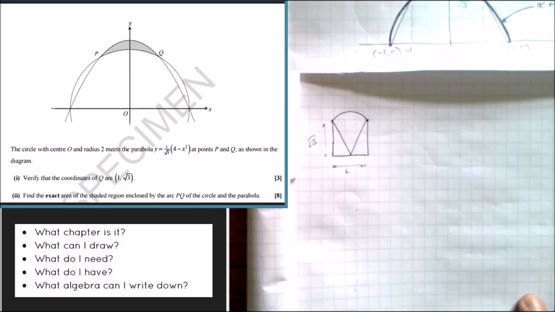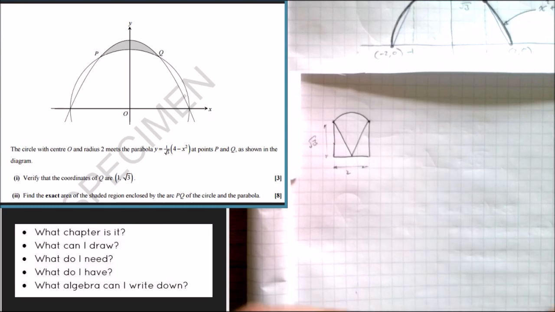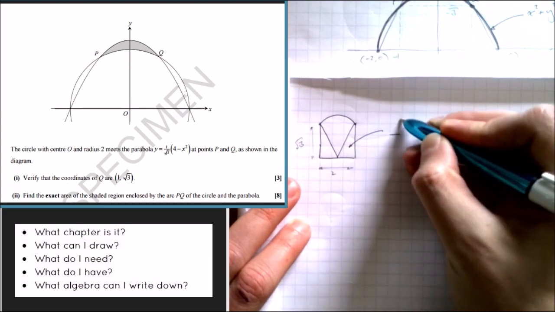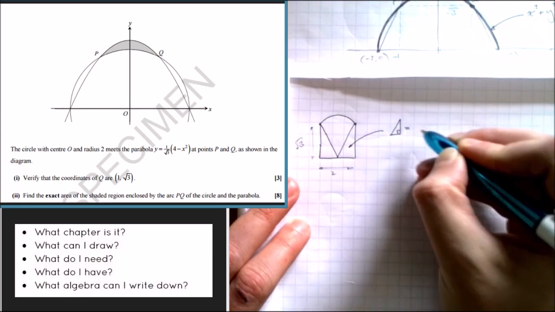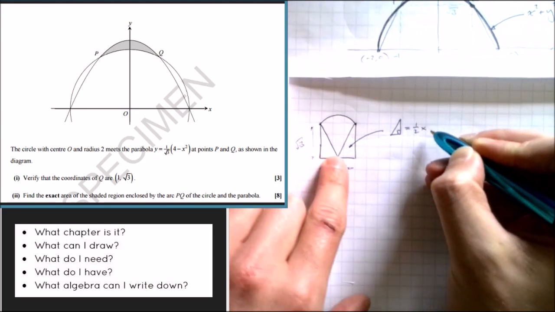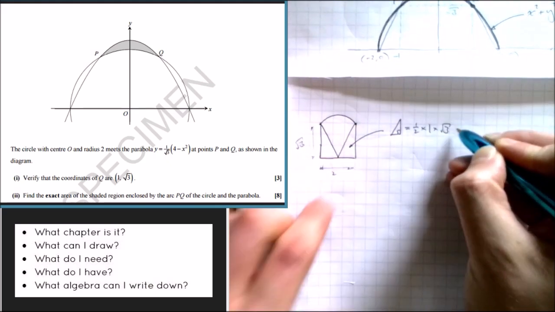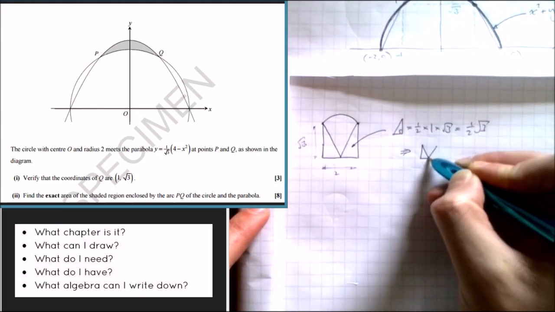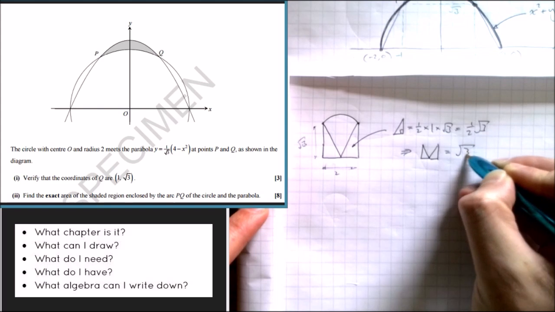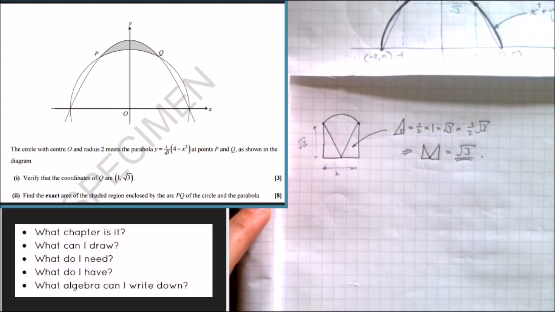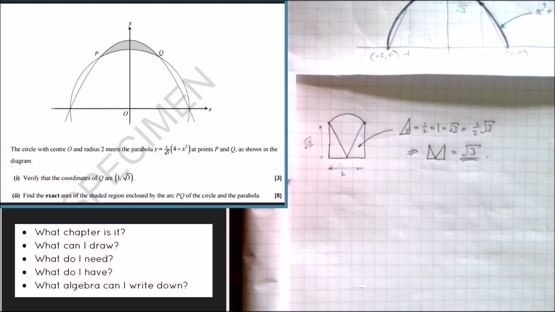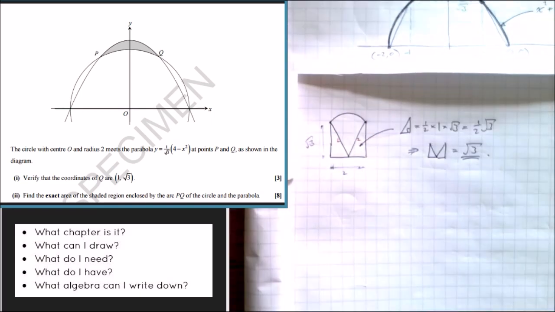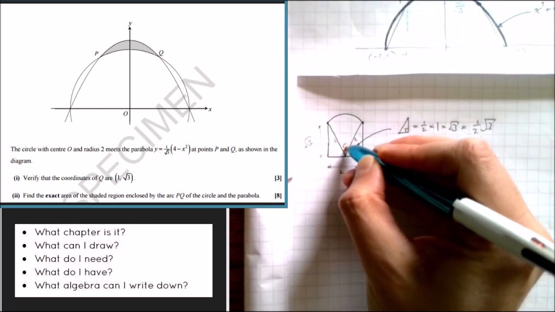I know how to find the area of a sector of a circle. So I've split it up like that. Each of these triangles is easy to find. Half times base times height, that's half root 3, so both of them together is just root 3. Great. Sector of a circle. What do I have? I have the radius. What do I need? I need this angle in here.